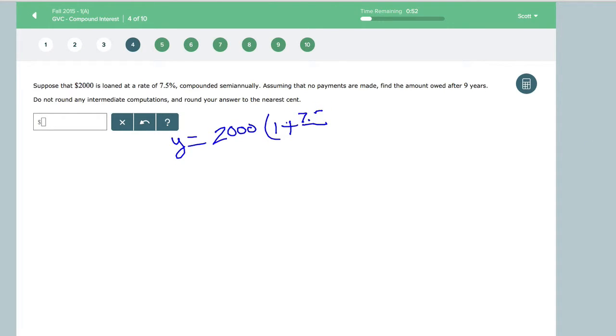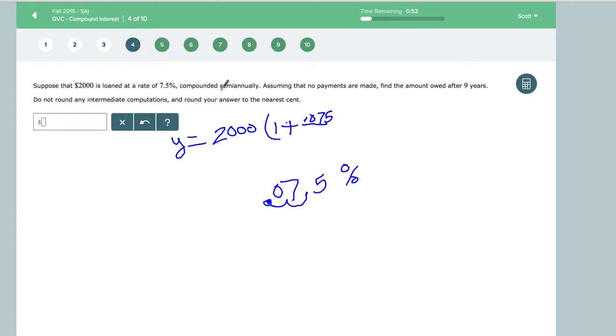7.5%. Oops, I made the same mistake a lot of people make. You don't type the 7.5. Remember, it's 7.5%, so we have to move that decimal twice, and we get 0.075.